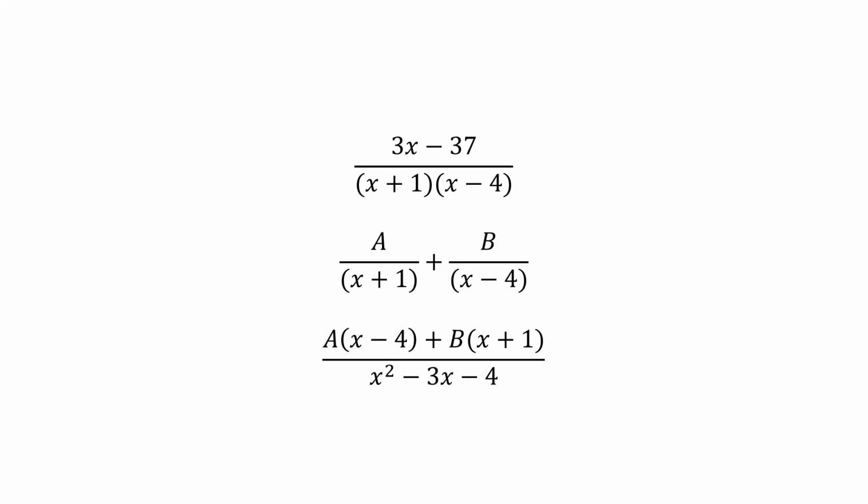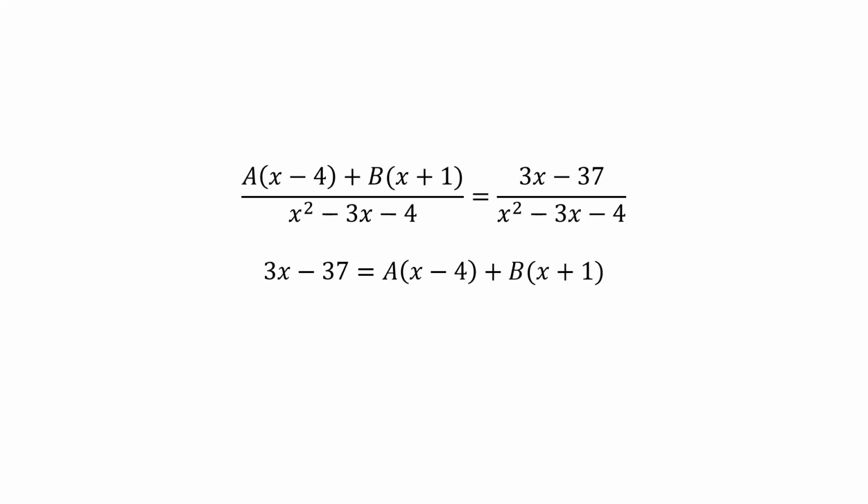Now, it sounds weird, but we're actually going to want to recombine the two terms back together, which gets us the following: A times (x - 4) plus B times (x + 1) over (x^2 - 3x - 4). This lets us set it equal back to our original term, which is the backpedaling we need to do to help us solve for A and B.